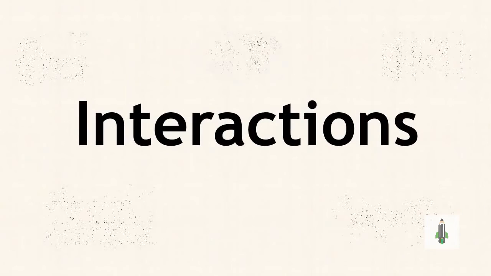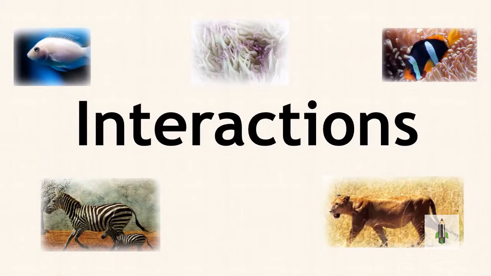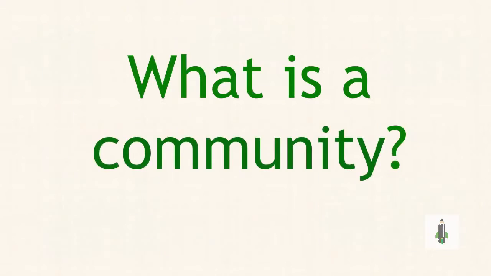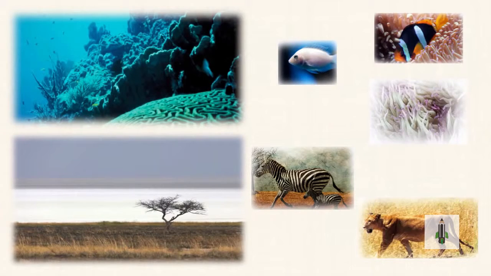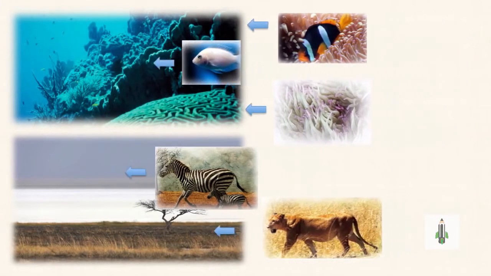Interactions are the effects organisms in a community have on one another. So first, what is a community? We define community as an interacting group of various species in a common location.